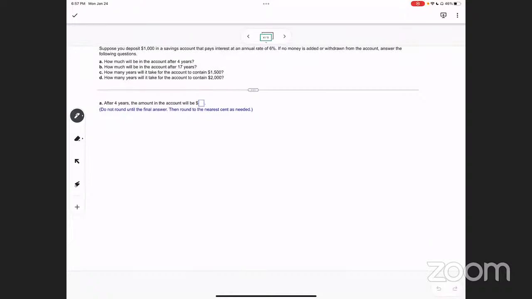All right. Suppose you deposit that much in the saving account that pays interest. So this is that one formula. Amount equals the principal times 1 plus the rate over the number of compoundings, raised to the number of compoundings times the number of years. But that's not what we've got here, because this says it only pays an annual interest rate. I'm just going to erase those, because your n is just 1 here.